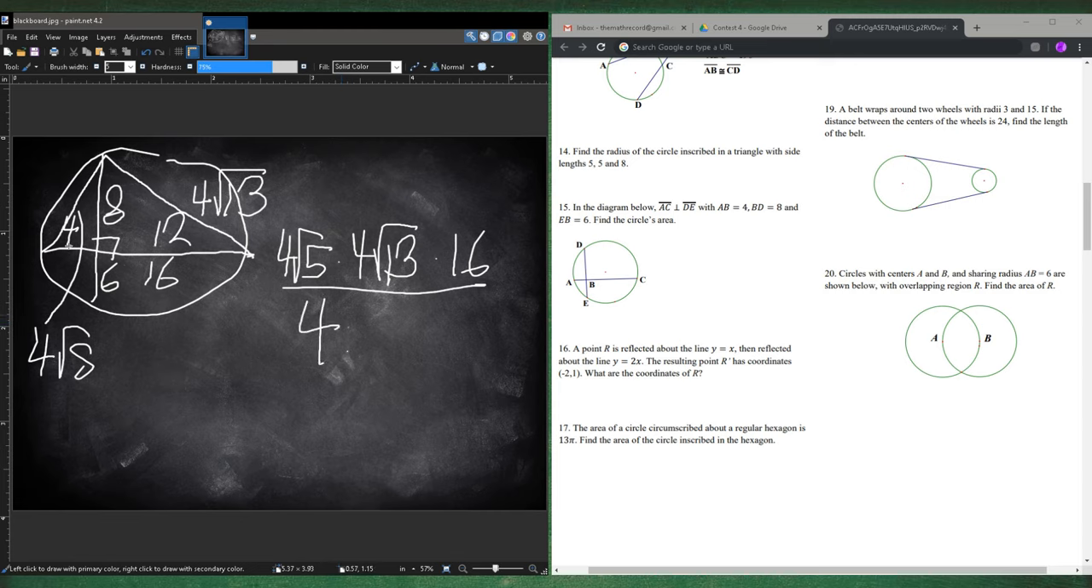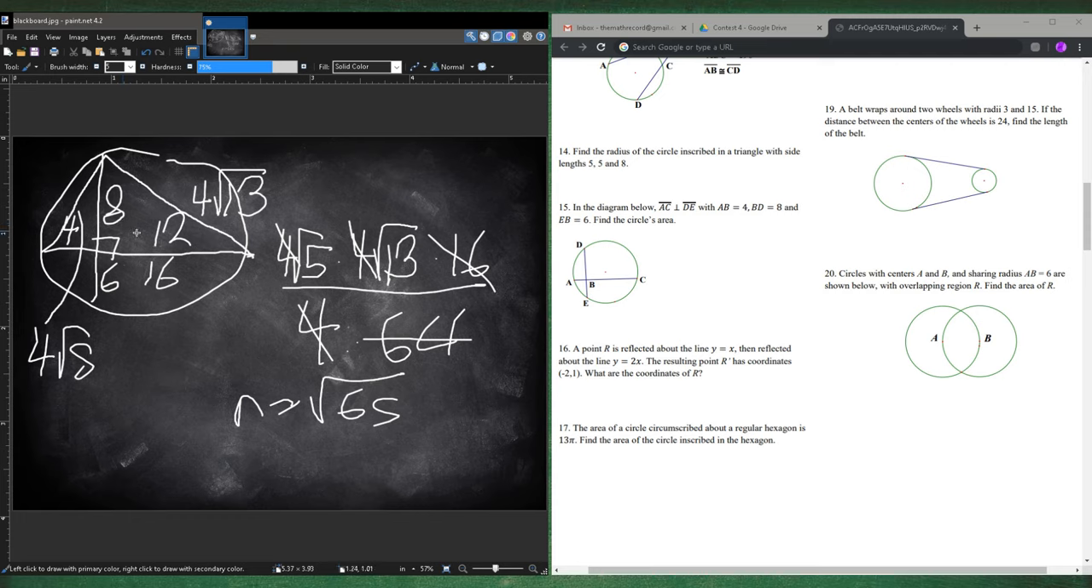The area is pretty simple. It's just this base, which is 16, times the height, which is 8, and then divide by 2. So that's just 8 times 8, which is 64. So times 64. This 4 cancels with this 4. 16 times 4 is 64, so you could cancel out this one. So basically the circumradius is square root 5 times square root 13, which is square root 65.